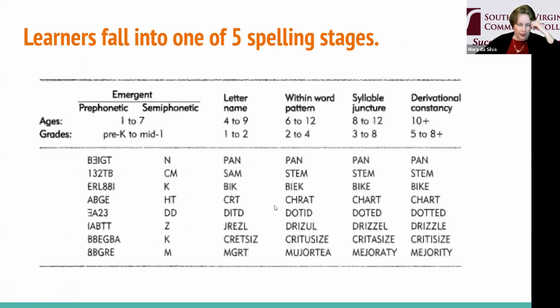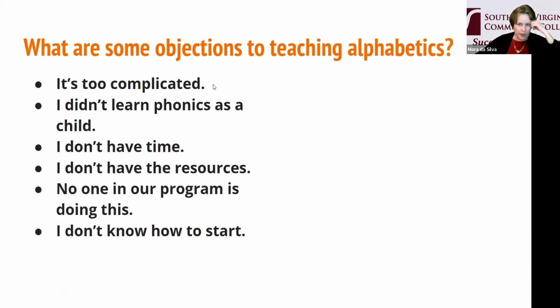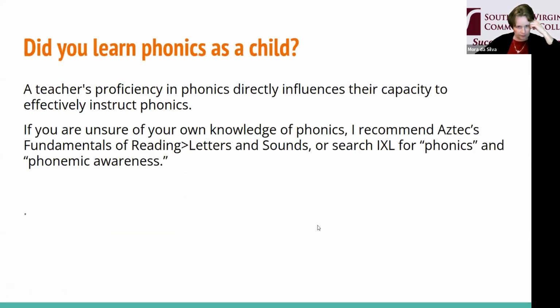Okay, but the other objections: it's too complicated. It doesn't have to be anymore. We have AI to help us. You don't have time. It doesn't have to take too much time. You don't have the resources. You can use AI. No one in our program is doing this, so you start. You be the one. And you don't know how to start? I'm going to show you how to start.